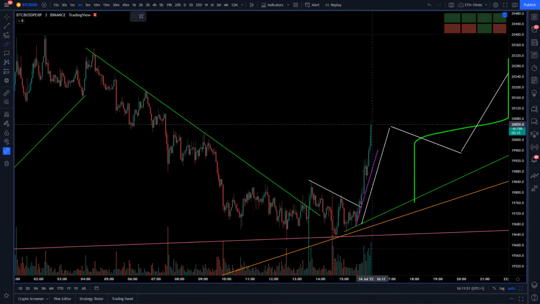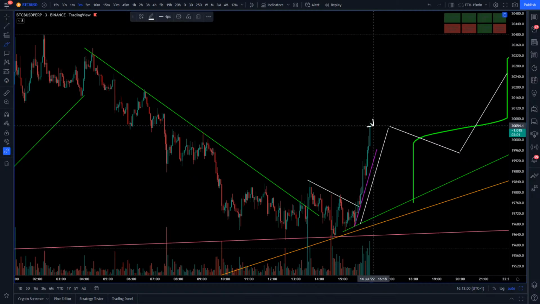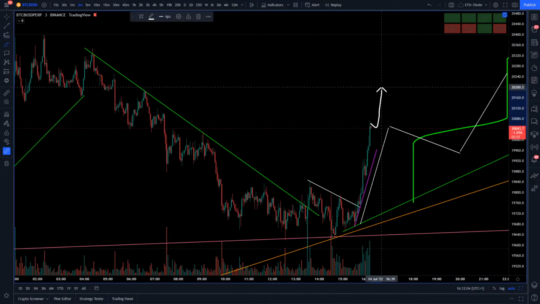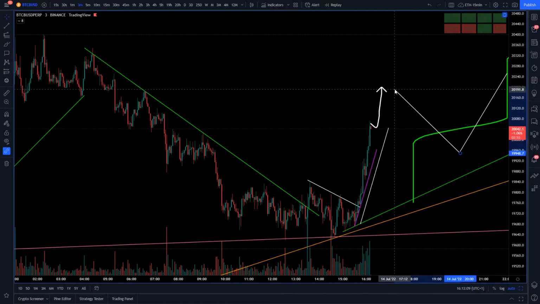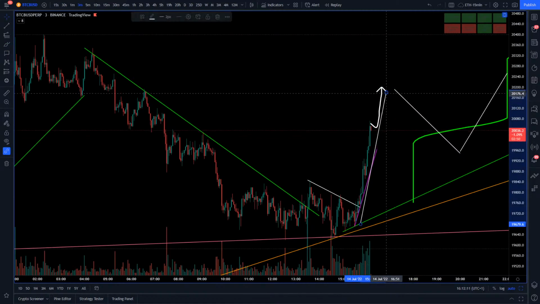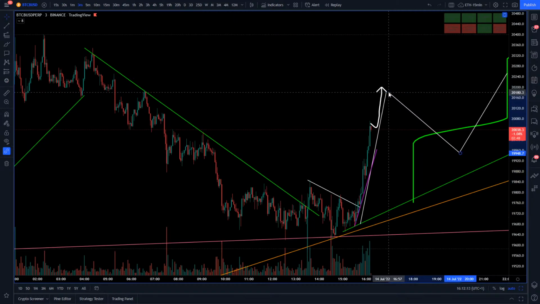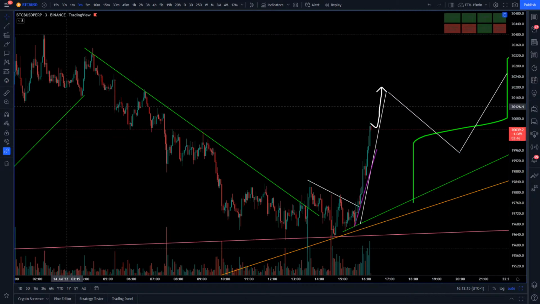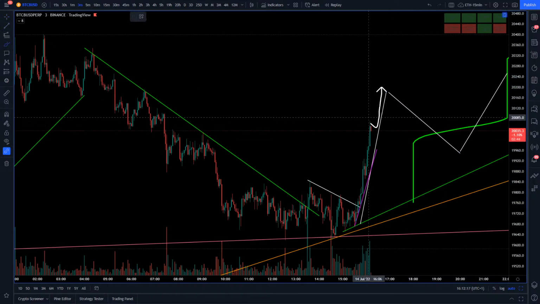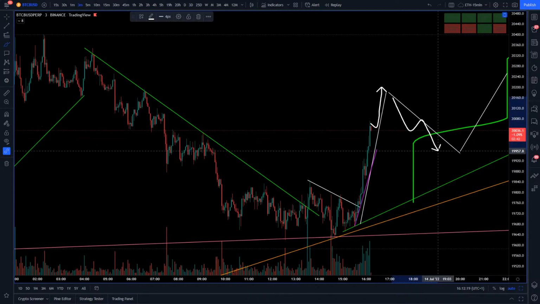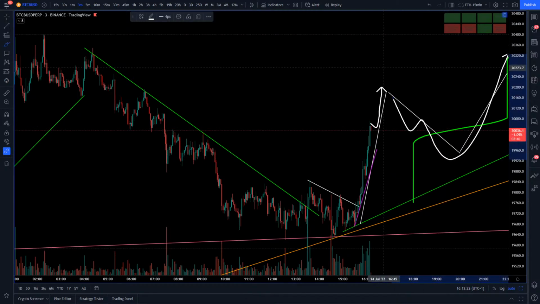So if this continues to go up, making another flat breakout, like this one, then what can happen is that should be the end of the white line, and I expect the white line to go down for a retracement before going up.